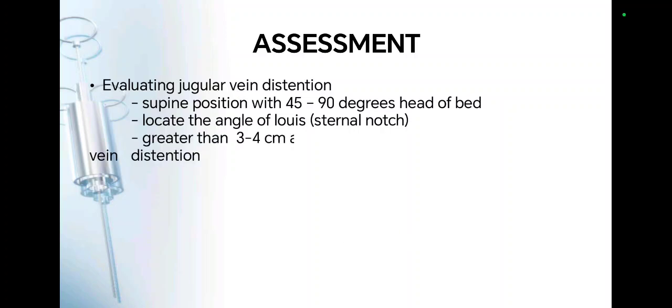So in evaluating your jugular vein distension, you have to ask the patient to place themselves in a supine position with 45 to 90 degrees head of bed. So elevated head of bed. And then locate the angle of Louis, usually at the sternal notch. If it is greater than 3 to 4 centimeters above the sternal notch, it indicates jugular vein distension. So normally it should be 1 to 2 centimeters.